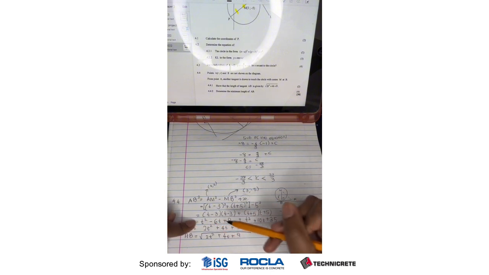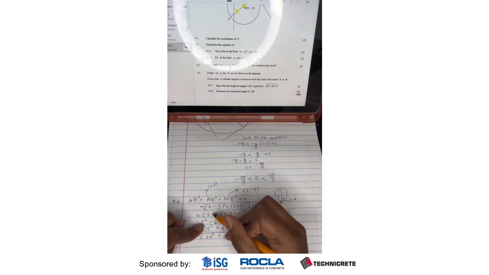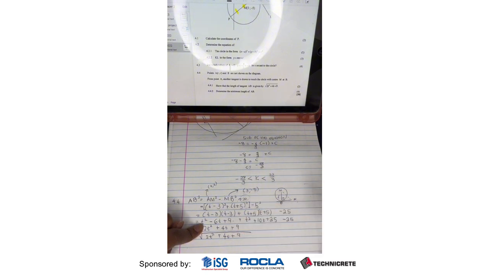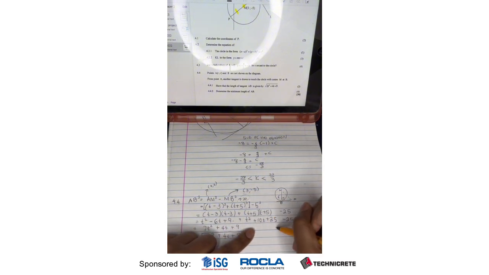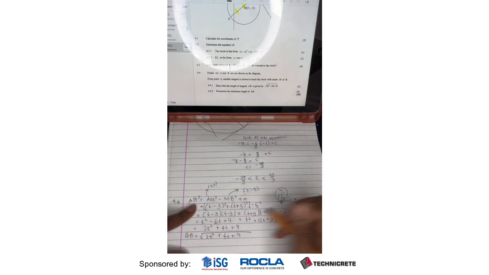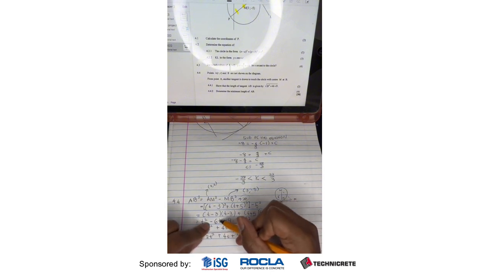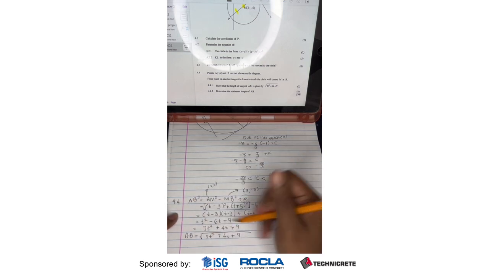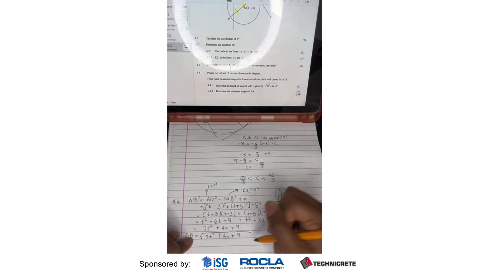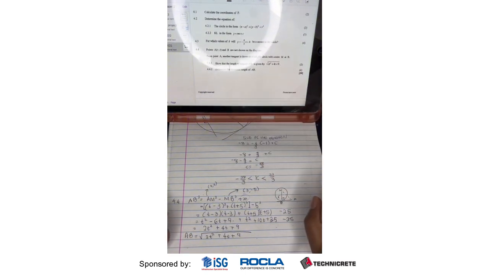I expanded (t minus 3)(t minus 3), (t plus 5)(t plus 5), and then we multiply out. T squared, minus 3t minus 3t gives me minus 6t, minus 3 times minus 3 gives me positive 9. T times t, t squared, 5t plus 5t is 10t, and 5 times 5 is 25, minus 25. So then we can get rid of that. 2t squared, minus 6t plus 10t is positive 4t, and 9. And because this is AB squared, we want just AB, so we square rooted it. And that corresponds to what they asked us in the question.